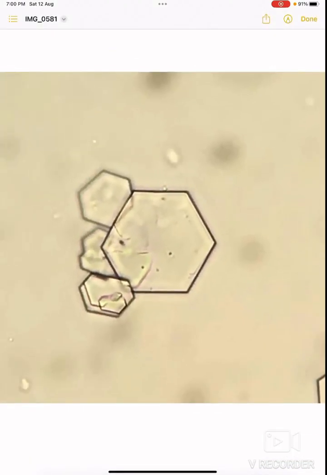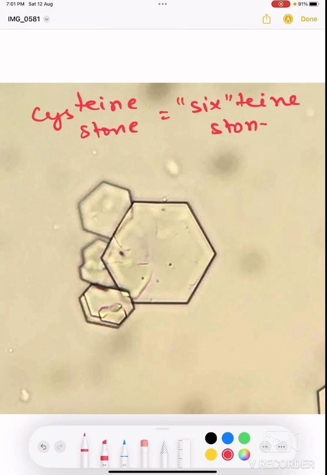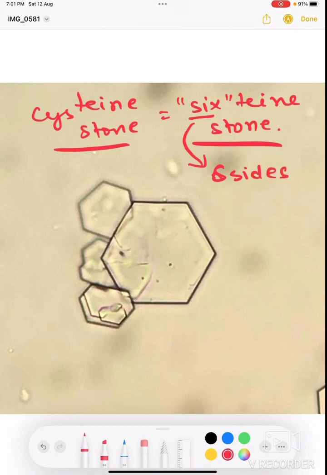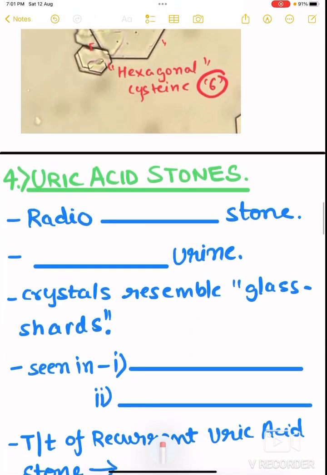It is very easy. You can remember it in this way: cysteine stone, or six stones, right? Six means 6 sides. So this is a structure with 6 sides: 1, 2, 3, 4, 5, 6. It is hexagonal in shape. Cysteine stones are hexagonal in shape. So it is very easy and you have to remember it.